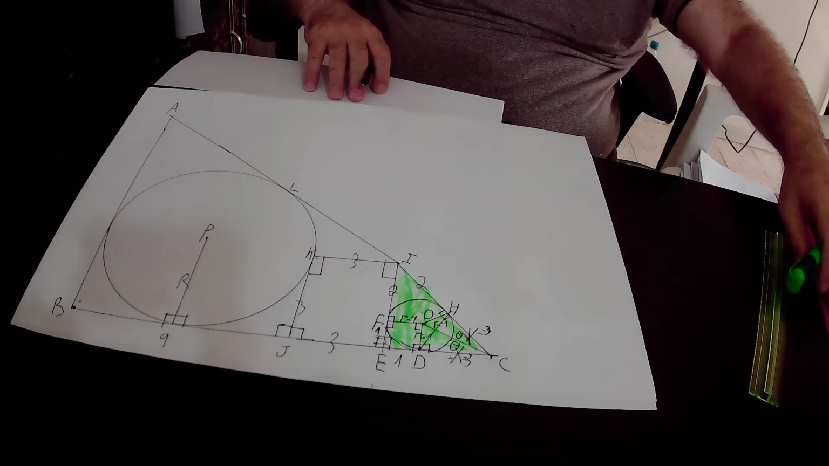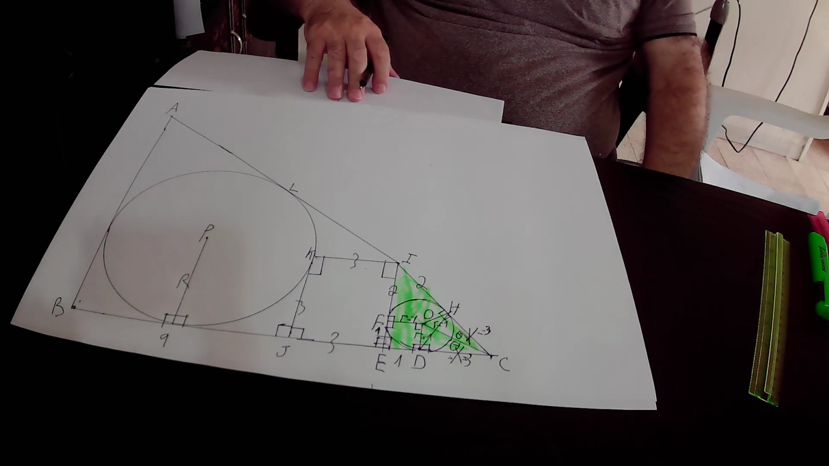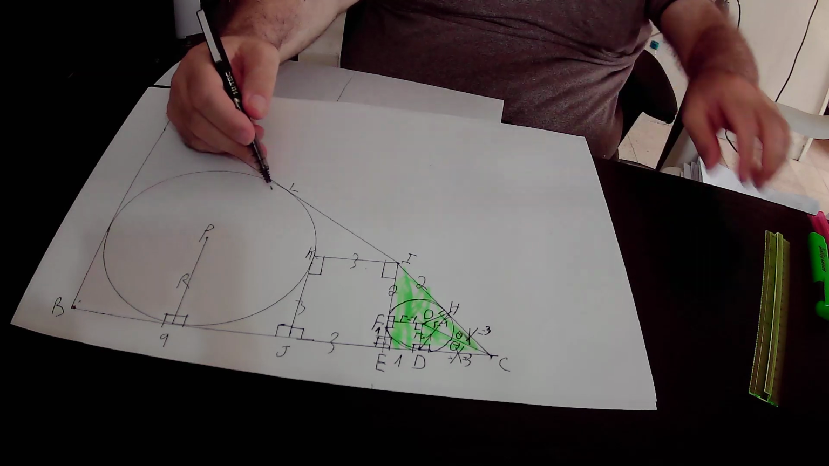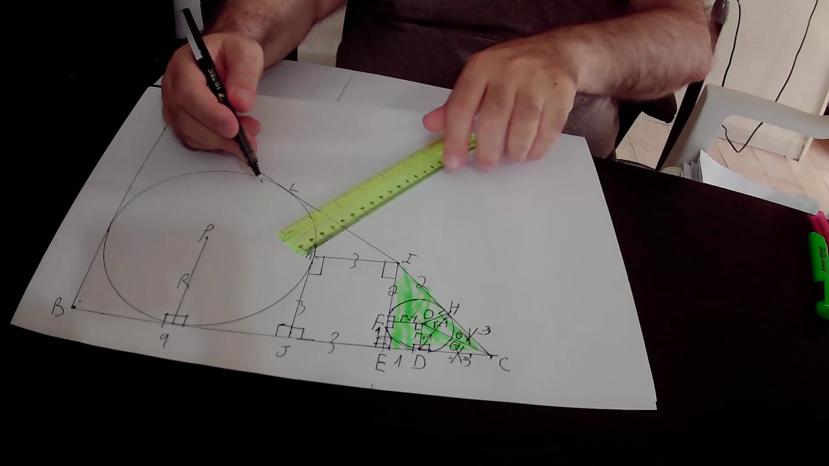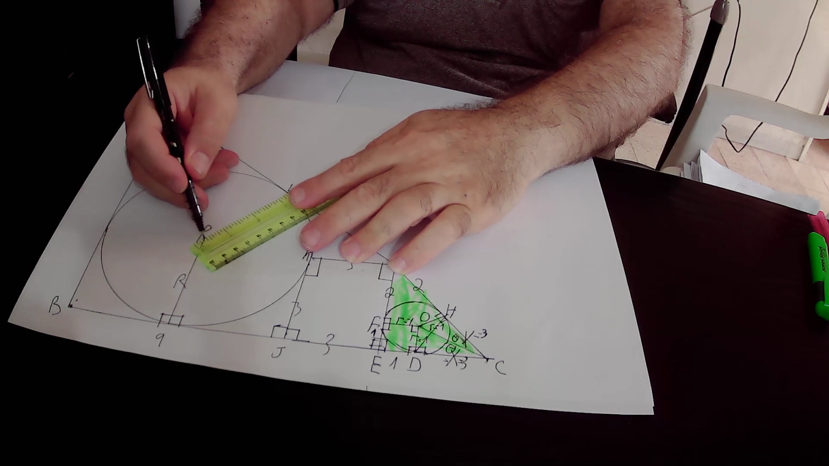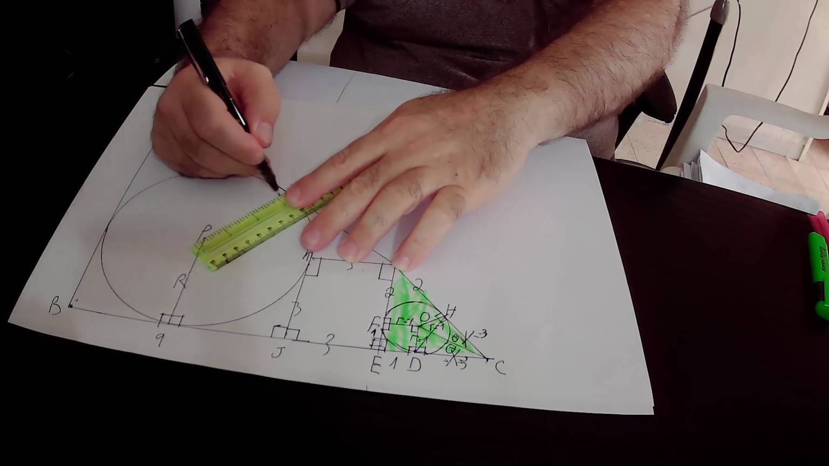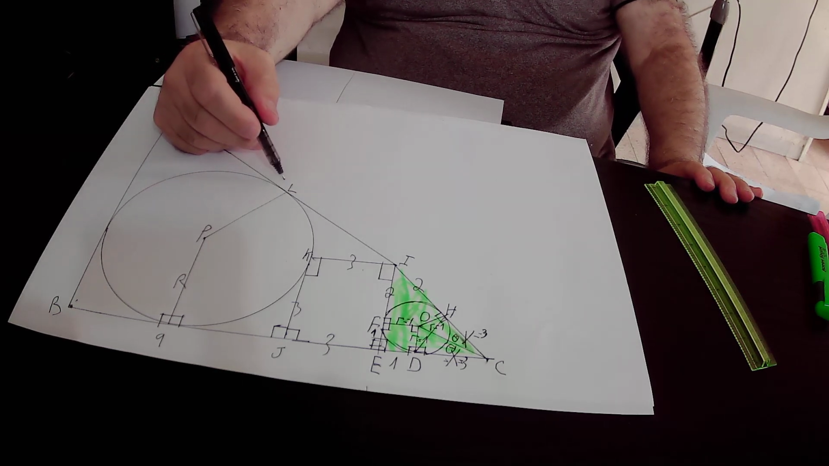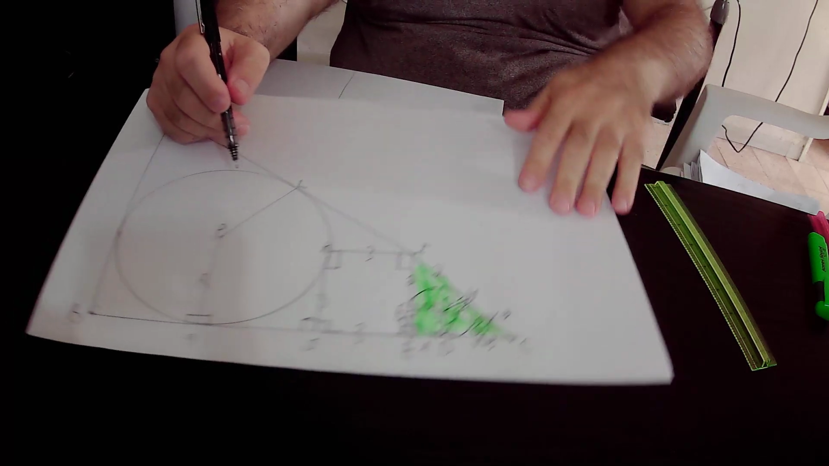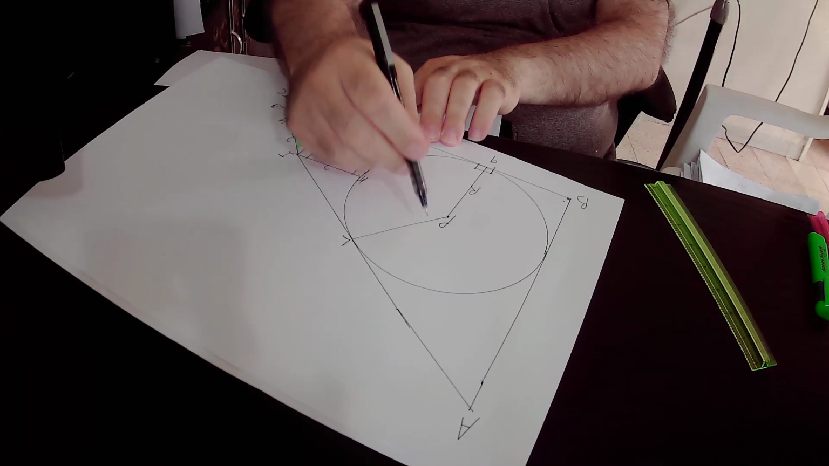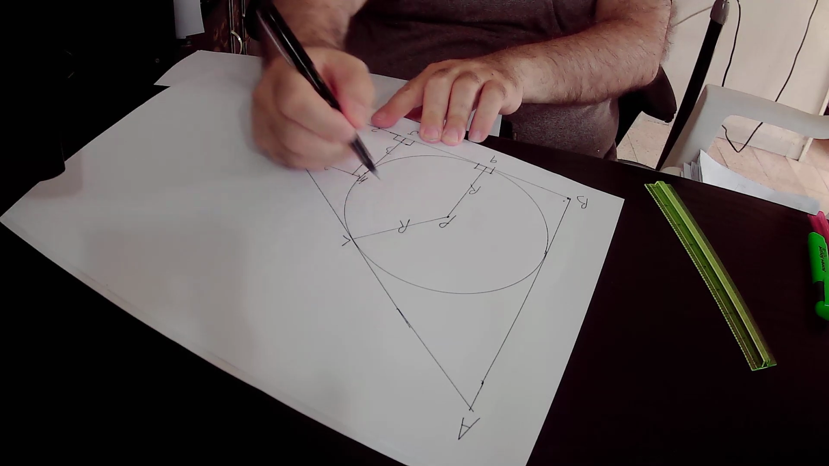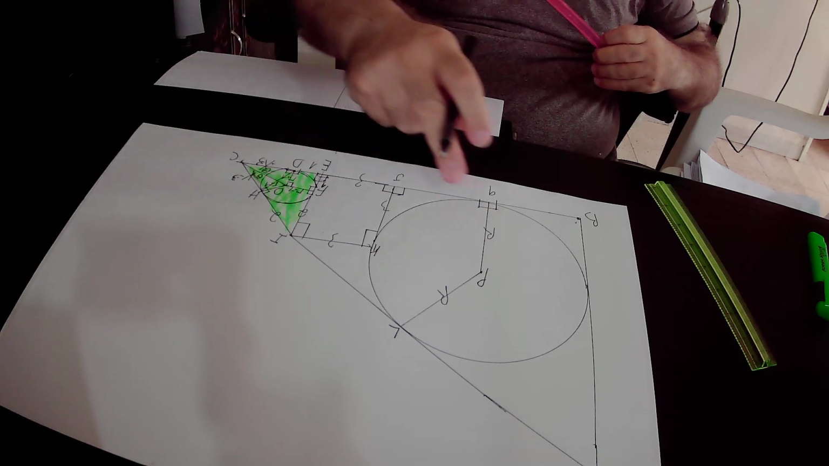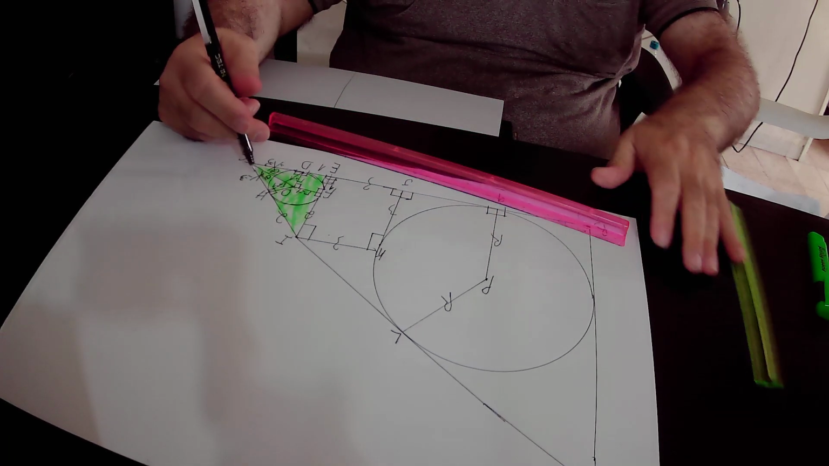In the next step, we will join points P and L together by a straight line. Point P is the center of the circle. Point L is a point on the circle itself. Therefore, PL is the radius of the big circle that is equal to capital R. In the next step, we join points C and P together by a straight line.